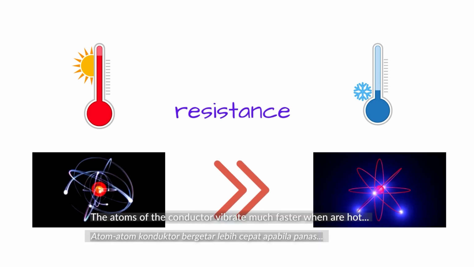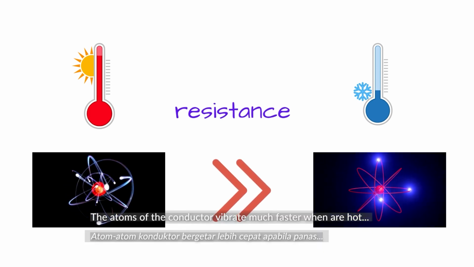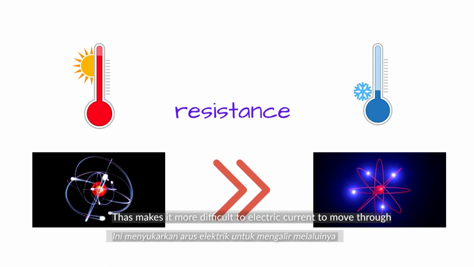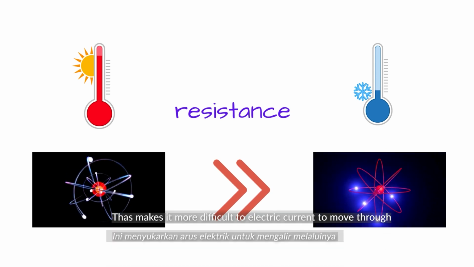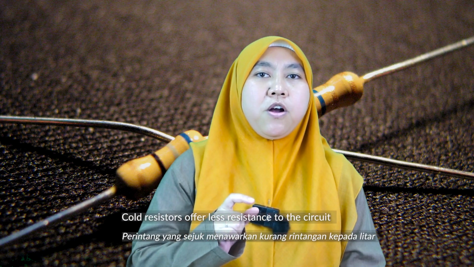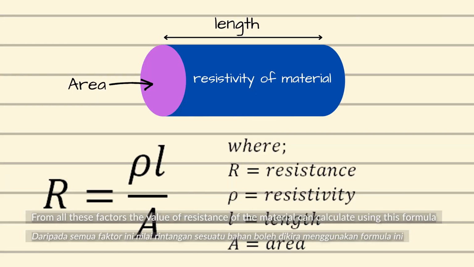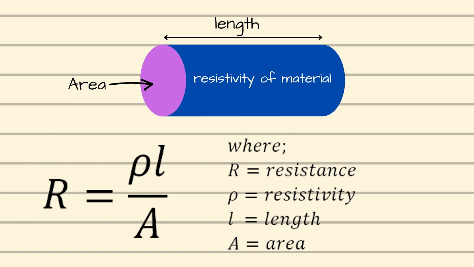The atoms of the conductor vibrate much faster when hot due to the increase of kinetic energy. That makes it difficult for electrical current to move through. A cold resistor offers less resistance to the circuit. From all these factors, the value of resistance of the material can be calculated using this formula.